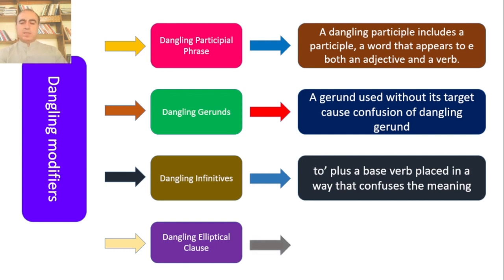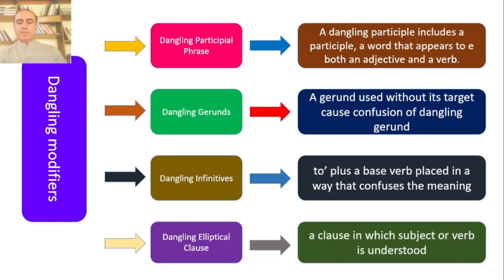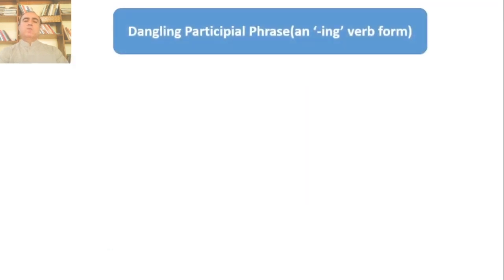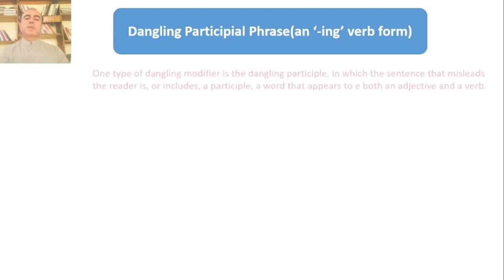Dangling elliptical clauses: in this case, a verb or subject of a clause is understood, but that is missing at the same time. We need to supply that and our error would be addressed. Let us see it one by one. First case is of dangling participle phrase. Here is an example.